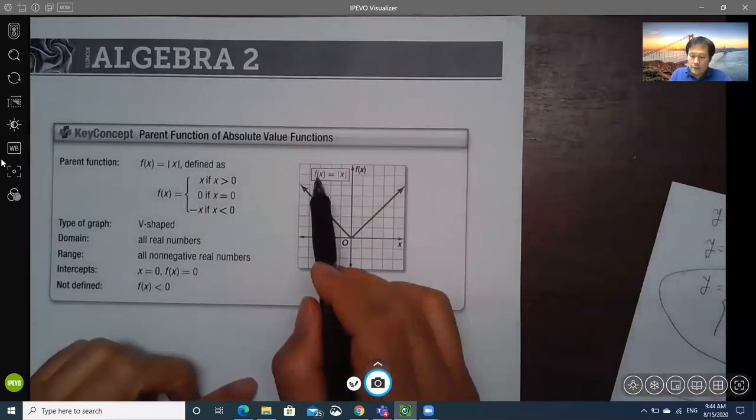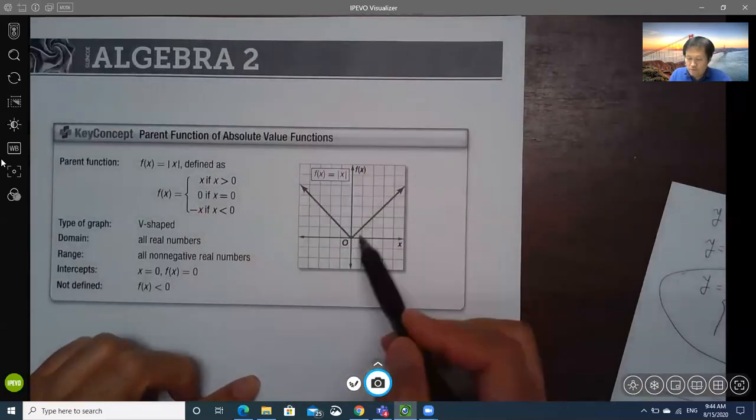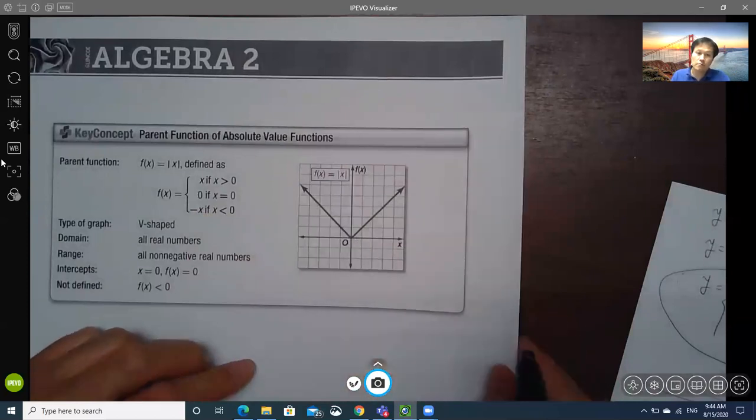So the absolute value of x looks like a V shape. You go one right, one up, one left, one up, and that's the basic shape.